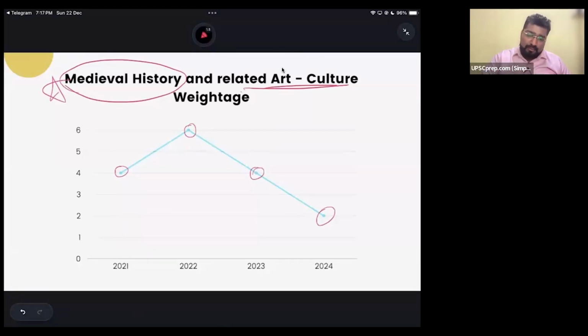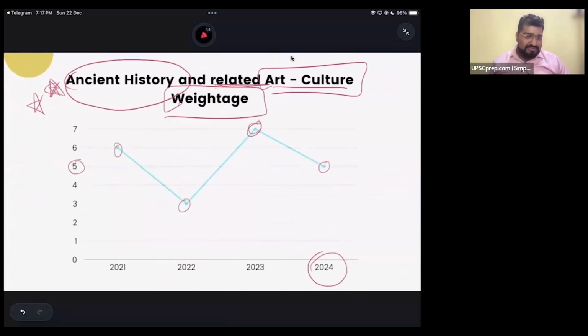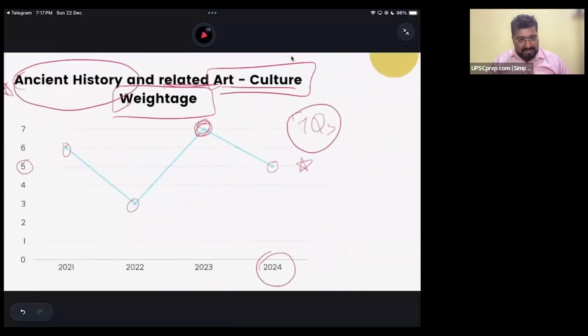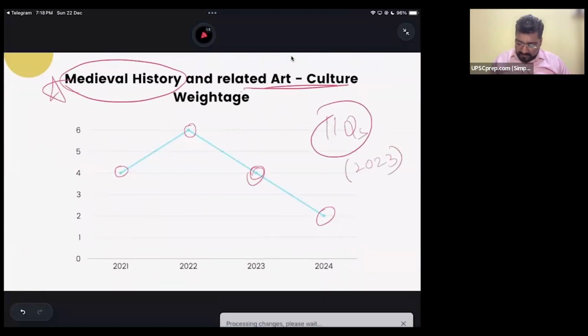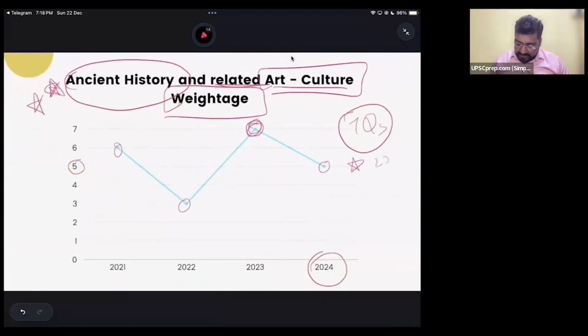Now, after seeing the weightage, you should know how important ancient, medieval, and art and culture are. If you collectively see the 2024 paper, 2 questions here and 5 questions here. So, 7 questions in total were from art and culture and ancient and medieval. In 2023, 7 questions over here, ancient, medieval, and then 4 questions, so roughly 11 questions in 2023. And 7 questions in 2024.